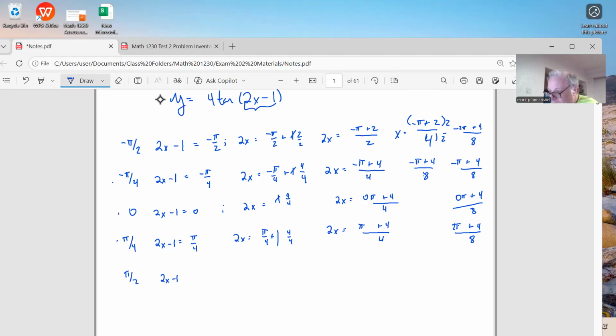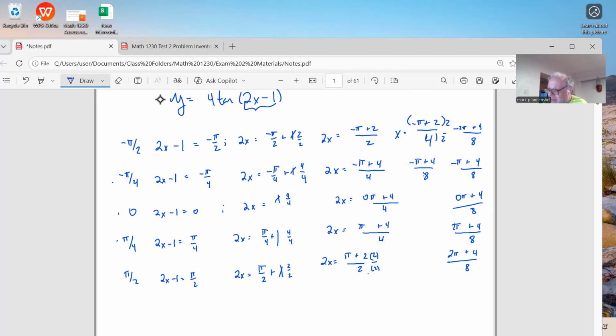Then we have 2x minus 1 is equal to pi over 2. We're just going to repeat these steps and say 2x is equal to pi over 2 plus 1, or 2 over 2. So 2x equals pi plus 2 all over 2. Remember, we had 8s over here. So even though I'm going to divide by 2 and get 4s, I'd really like to do one more 2 in here just to preserve my pattern. So we're going to say we have 2x equals pi plus 4 all over 4 here. And when I divide, we have x equals 2 pi plus 4 all over 8. And that is my last point.